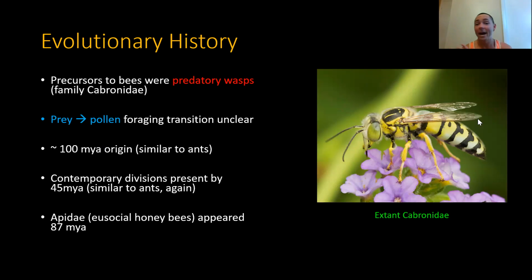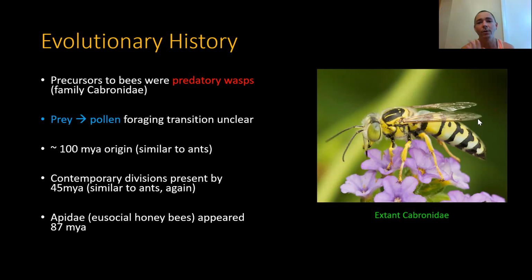All right, so when did these things show up on planet Earth? When did these bees show up? About 100 million years ago, about the same time as ants. And then all the contemporary divisions that we'll talk about today were present by the late Cretaceous, about 45 million years ago, again, roughly coinciding with when ants started to experience their heyday, and around the same time that flowering plants were evolving and proliferating, going through radiations all over planet Earth.